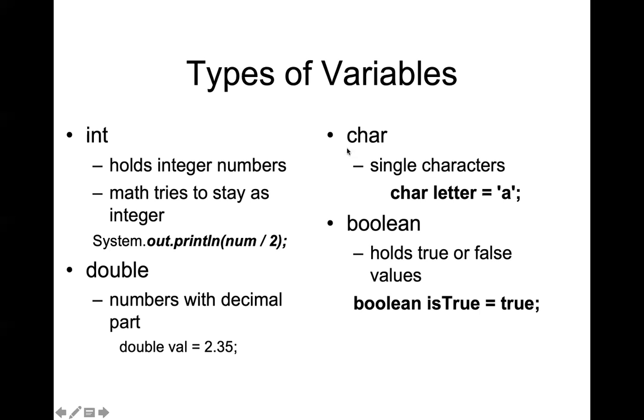You can declare a char variable in Java, so it's a single character. So char letter makes a new variable called letter and assigns it the initial value a. And you can denote single character constants in Java using these single quotes. And if you want to declare a string that's multiple characters, then you use the double quotes like we saw in the previous slide. And the final type we're going to talk about is the Boolean type.